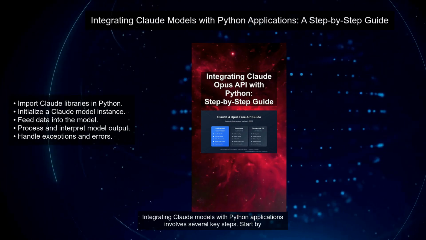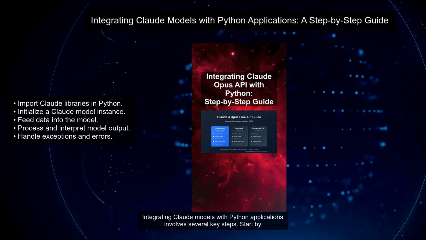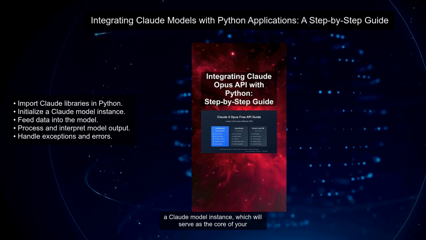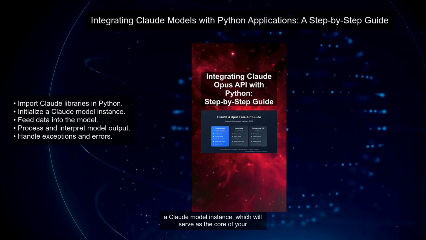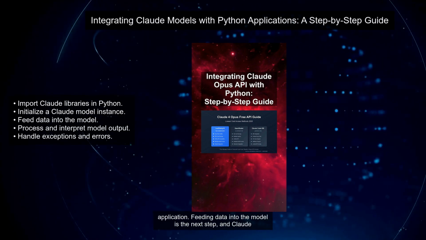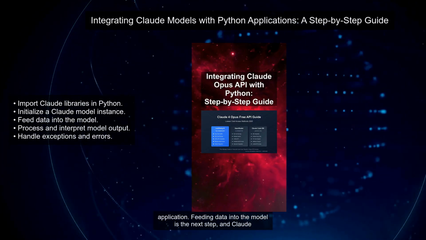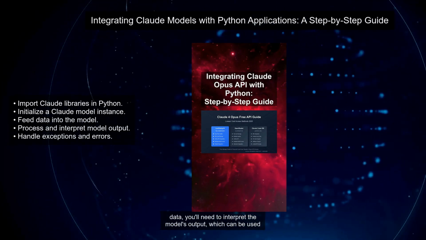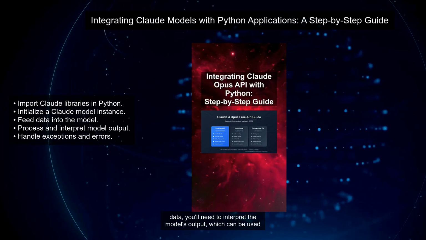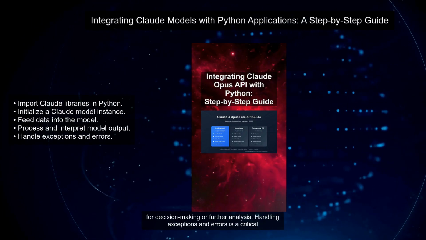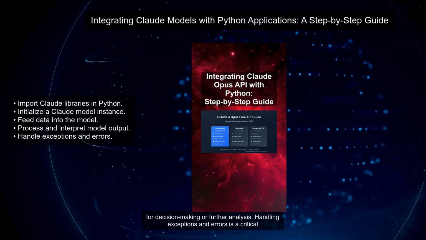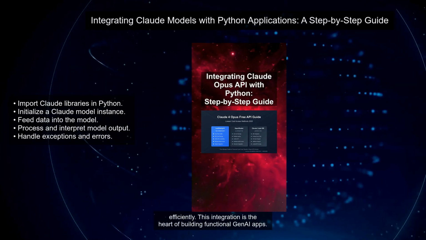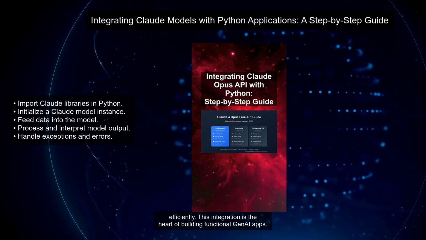Integrating Claude models with Python applications involves several key steps. Start by importing the necessary Claude libraries into your Python script. Once imported, initialize a Claude model instance, which will serve as the core of your application. Feeding data into the model is the next step, and Claude models are designed to handle various data types seamlessly. After processing the data, you'll need to interpret the model's output, which can be used for decision-making or further analysis. Handling exceptions and errors is a critical part of this process, as it ensures your application runs smoothly and efficiently. This integration is the heart of building functional GenAI apps.